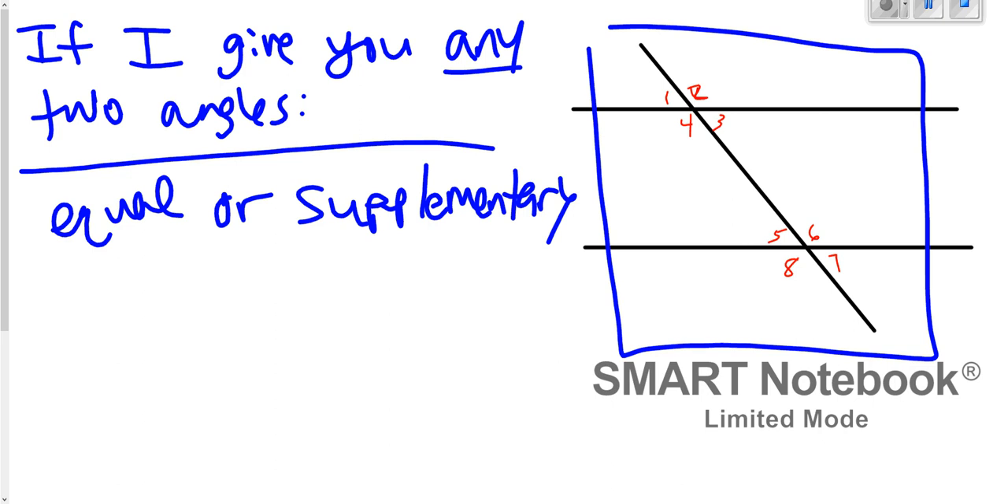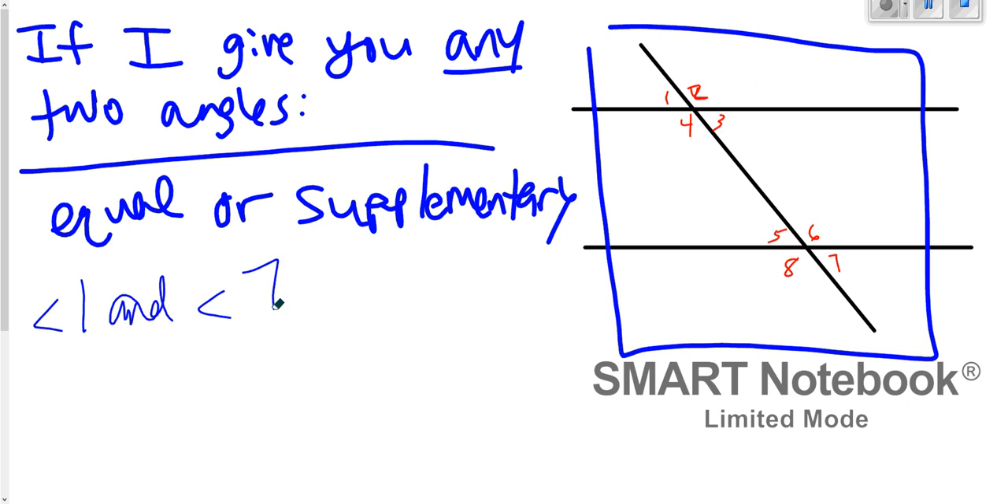Let's try angle 3 and angle 6. No, we already did something like that. No, let's not do angle 3. Let's do angle 1 and angle... Yeah, I guess no matter what, it's going to come up, but angle 1 and angle 7.